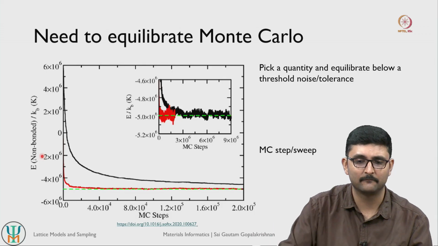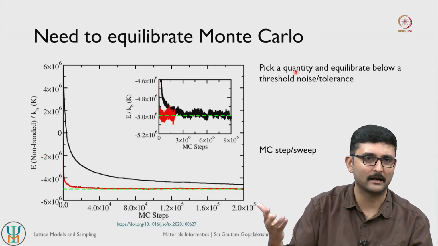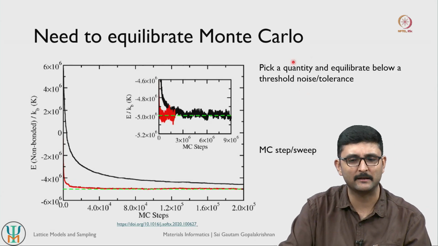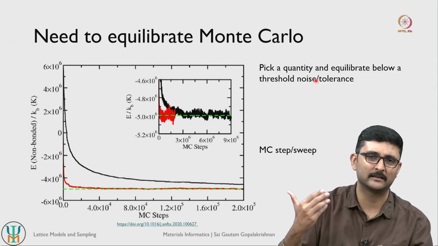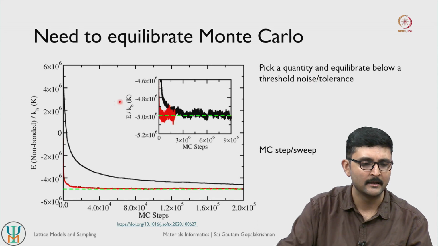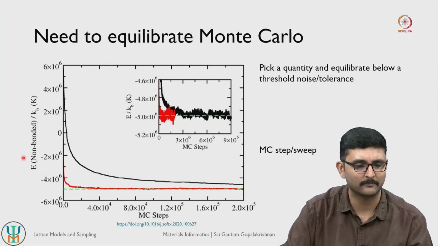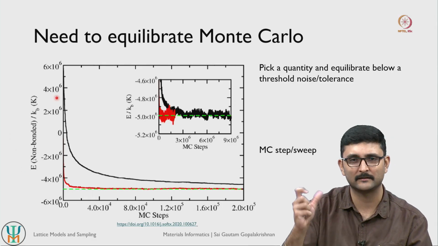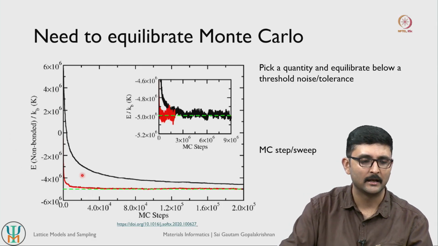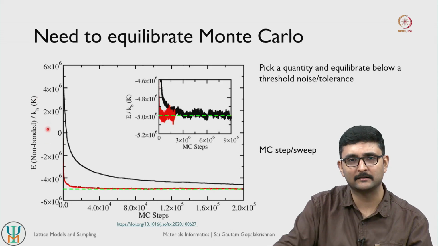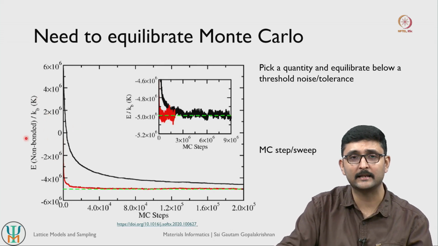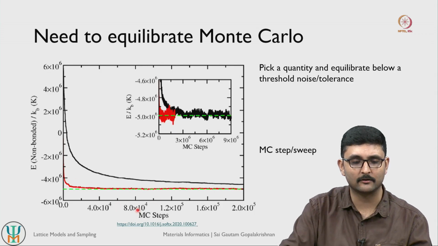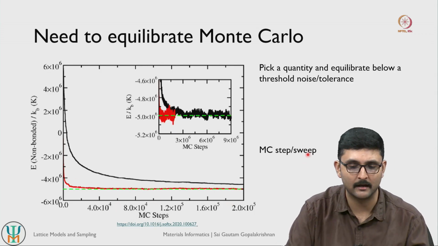And typically we pick a quantity. The way we converge or equilibrate Monte Carlo, just like equilibrating molecular dynamics, is we pick a quantity and then equilibrate that within a threshold noise or tolerance, right. One common quantity is some kind of energy or a normalized version of energy, so this is E by kB, basically a temperature quantity here. And we ensure that this quantity, the energy or some scaled energy, converges to a certain threshold as a function of number of steps, right.